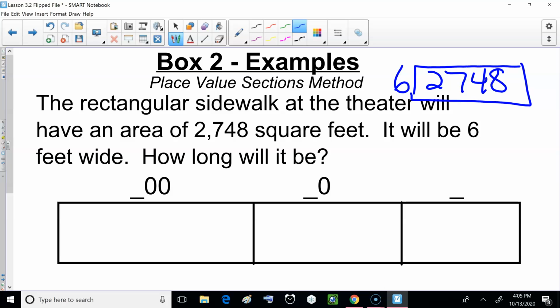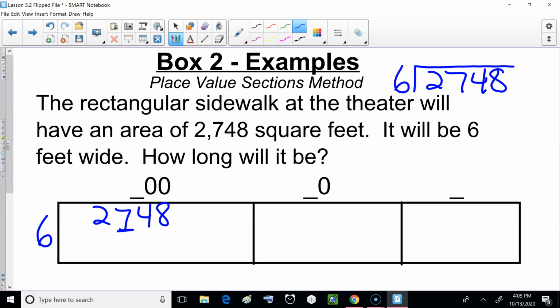So if you look like this, it already looks kind of like a division problem. I could just take and erase this little part right here. And look at that. We have our division problem. 6 divided by 2,748. So let's put our numbers right here. We have 6 right here and 2,748. We're looking in the hundreds place value because 6 can't go into 2.